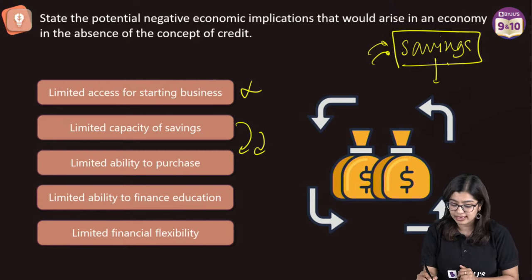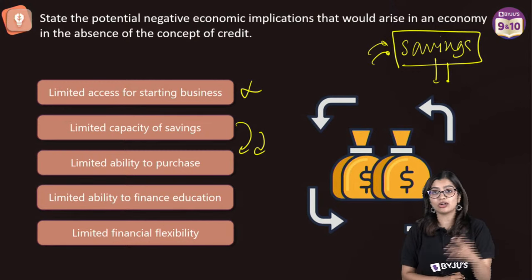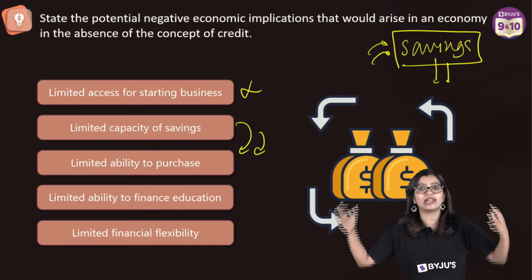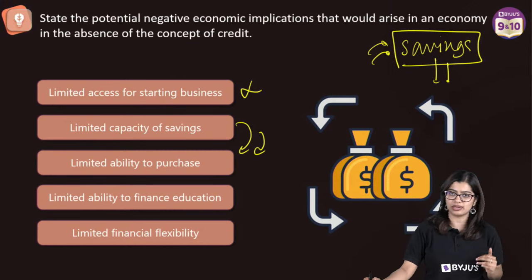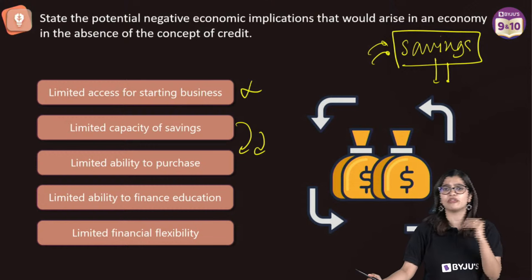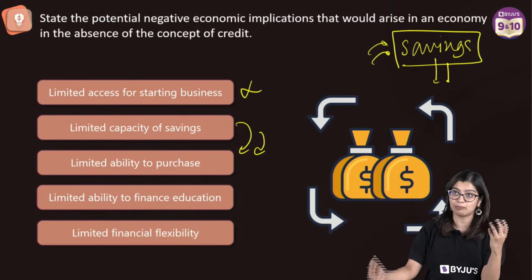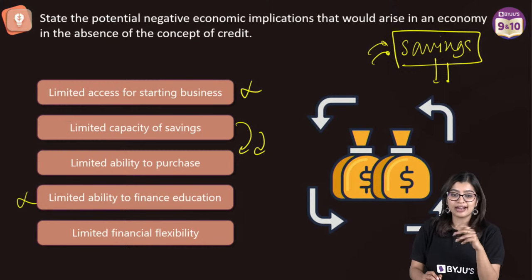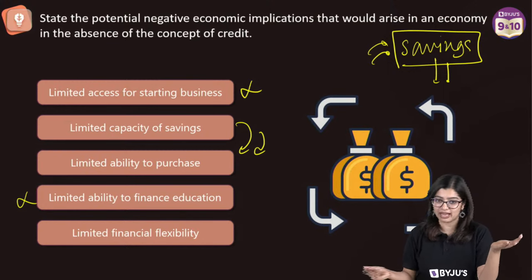Because everything is now coming out of your savings. If the concept of credit doesn't exist, people's knowledge of finance itself comes down. They think, there is no point in me going to the bank and getting a loan, so they'll not have any idea of how financial processes work. They will not have enough money for that also. There might be people who may resort to stealing.